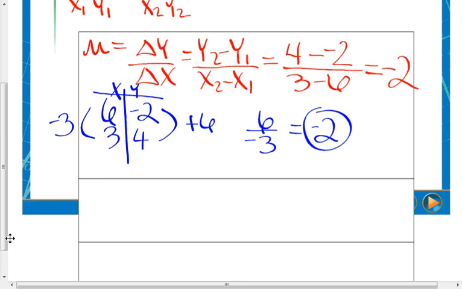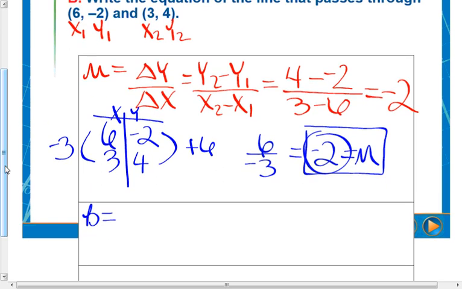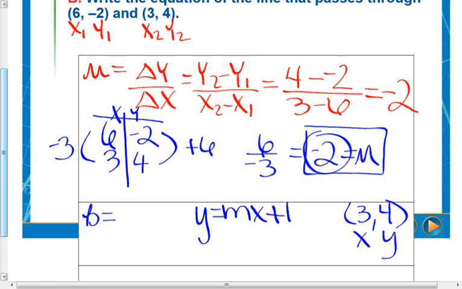Okay, B. So in order to calculate B, we plug what we know in and solve for what we don't. I'm going to pick a point. And, oh, I want to make sure I remember that M is equal to negative 2. Got it. And I'm going to pick a point that's easy. I like 3, 4 since it doesn't have any negatives. And I'm going to put X and Y. Okay? So, Y equals MX plus B.